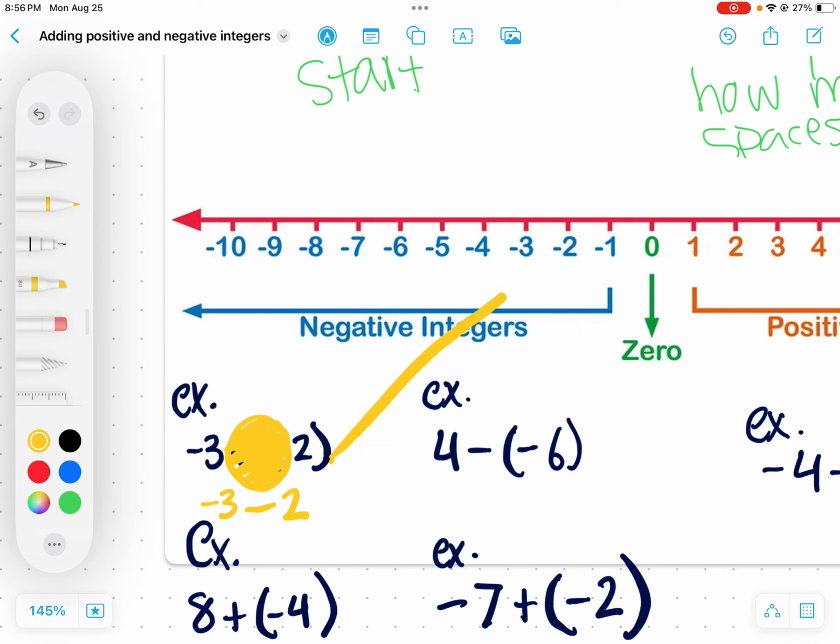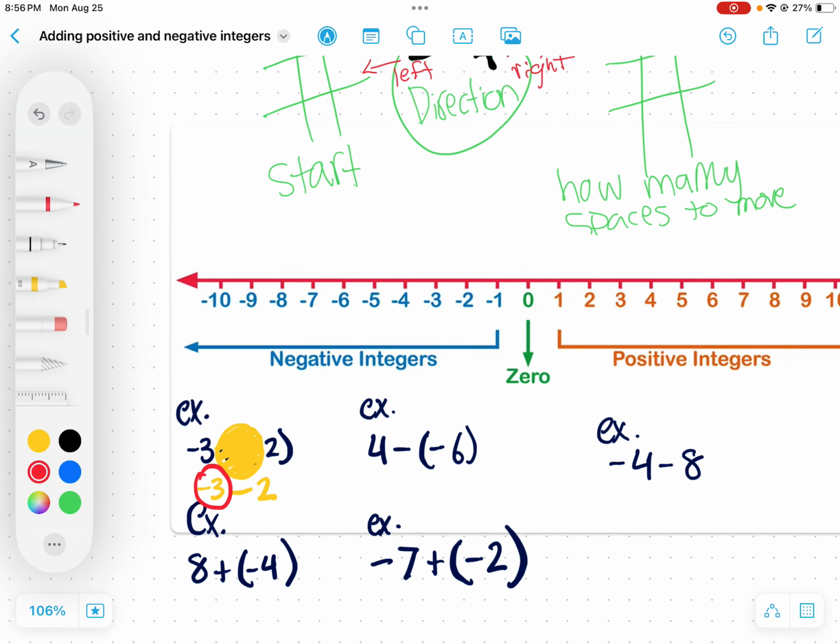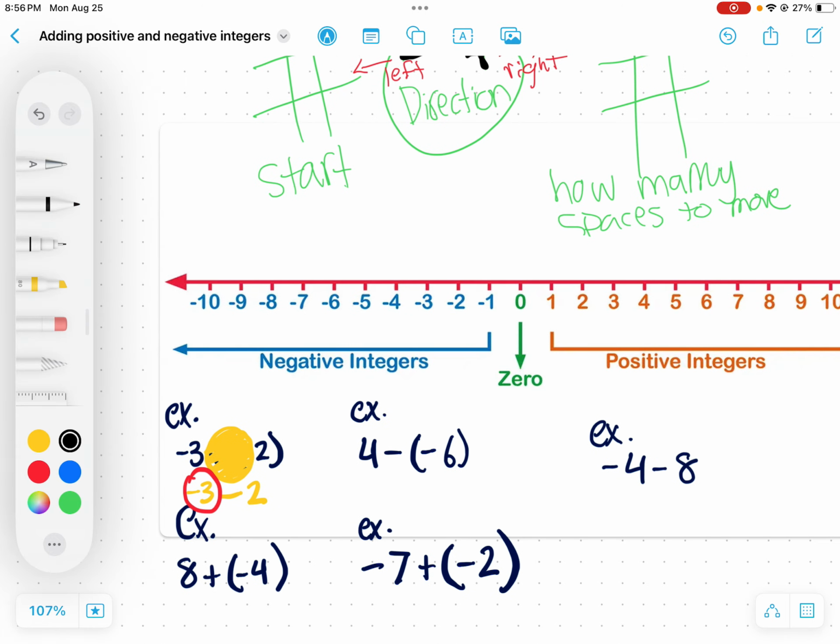And we're going to take this to our number line right over here. So again, that first number right here, which is -3, is going to be our starting point on our number line. So we're going to put a dot at -3 on our number line. And then the sign in the middle tells us to go either to the right or to the left, and because it's a negative sign, we're going to go to the left. How many spaces? 2 spaces. So we're going to start here at -3, and then we're going to go to the left 2 spaces. 1, 2. And that puts us at -5.